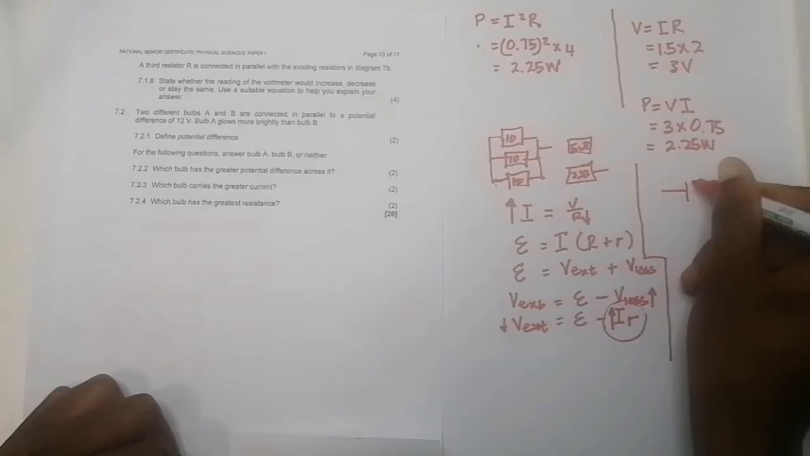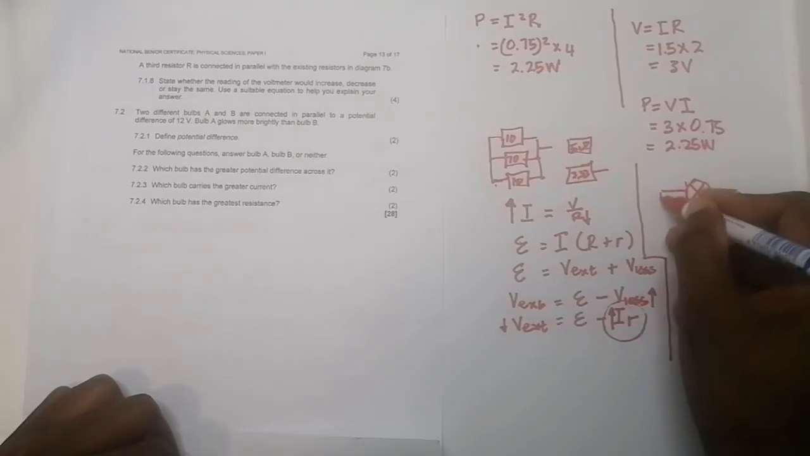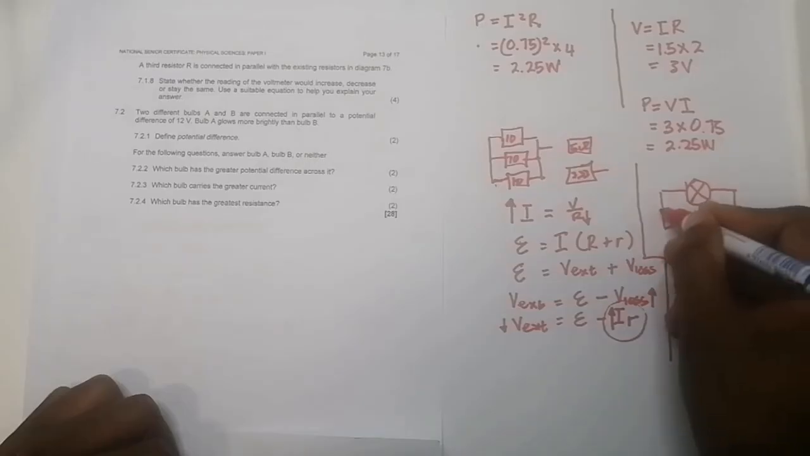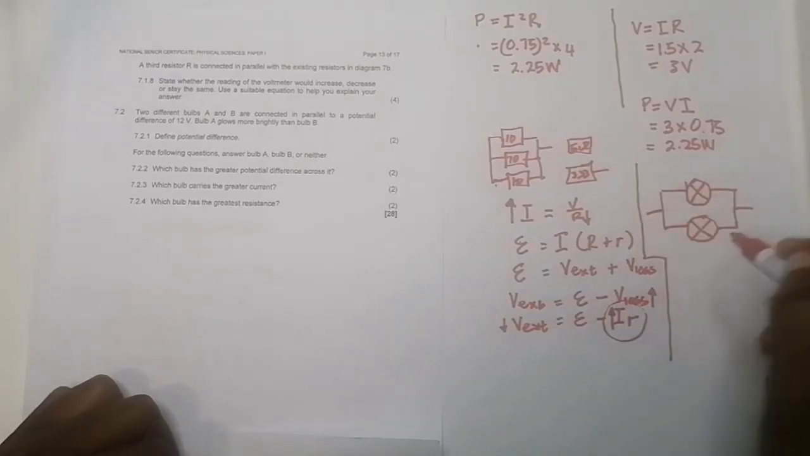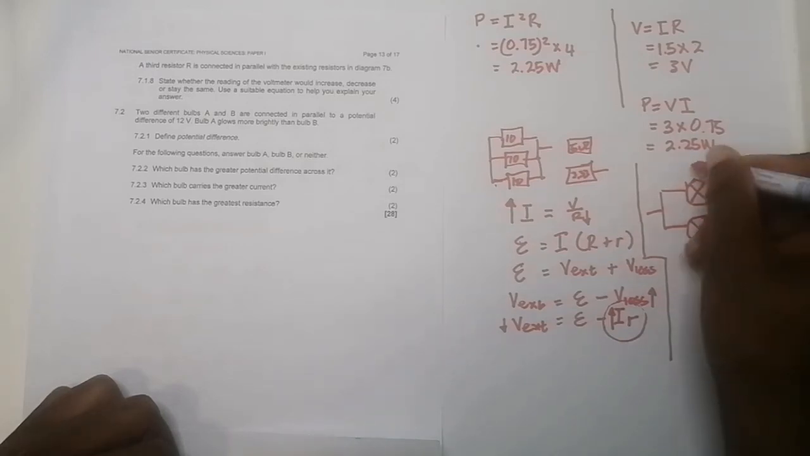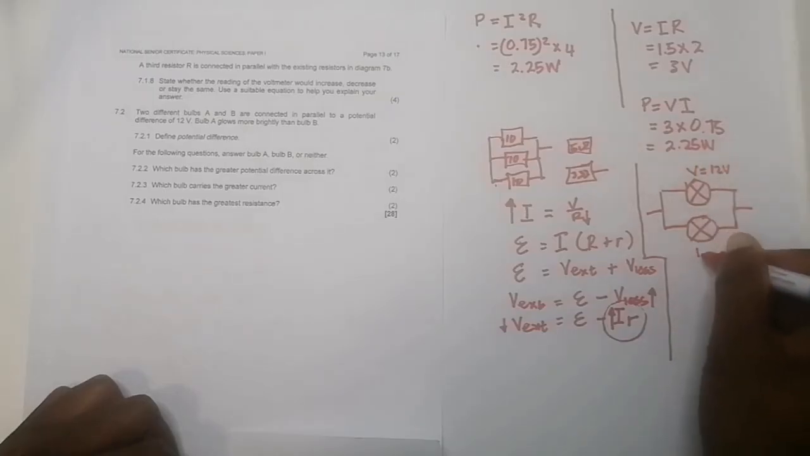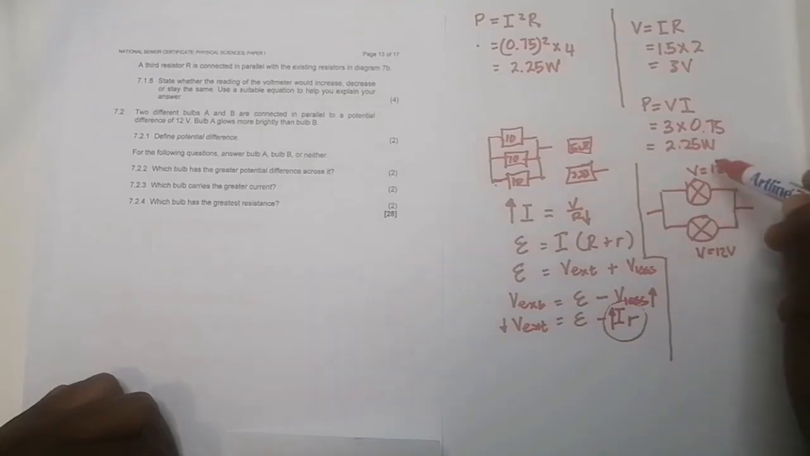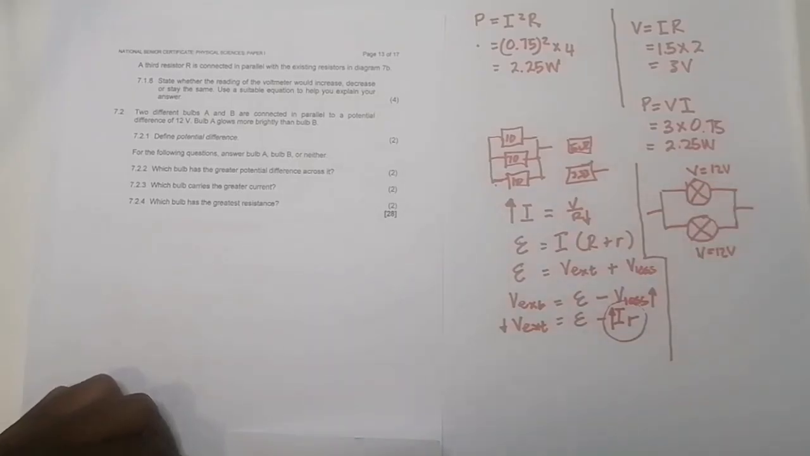So there it is. We've got two light bulbs, and they are connected in parallel to each other. Now remember, in parallel, we know that voltage is the same. You must keep that in mind. So the voltage across this one would be 12 volts, and the voltage across that one would also be 12 volts as well, right? So if there's to be any difference, it's not because of the voltage, right?